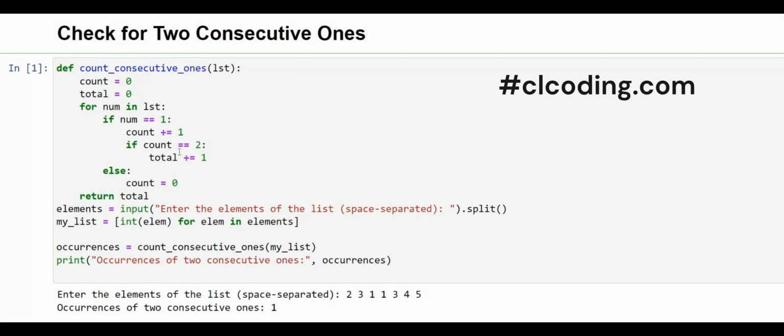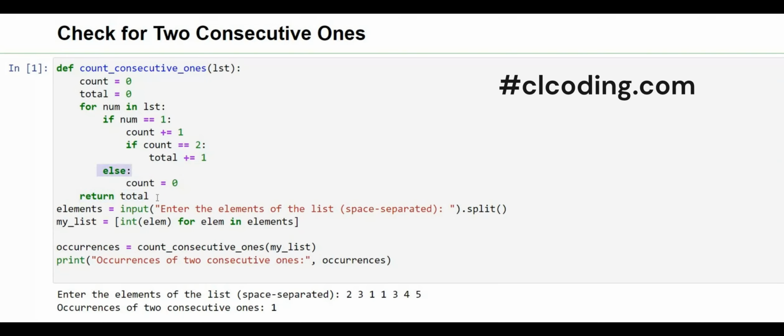if the count is equal to 2, then the total will be increased by 1. Here you can see, if the count is equal to 2, then the total will be increased by 1. And this will be done continuously for each element. And if consecutive ones are not found, then the else part will be performed and count will be 0, and then the total will be returned.